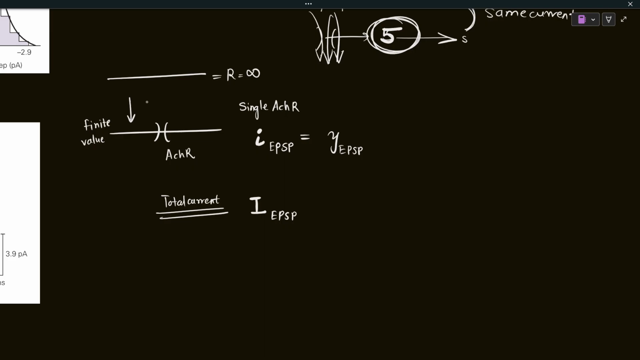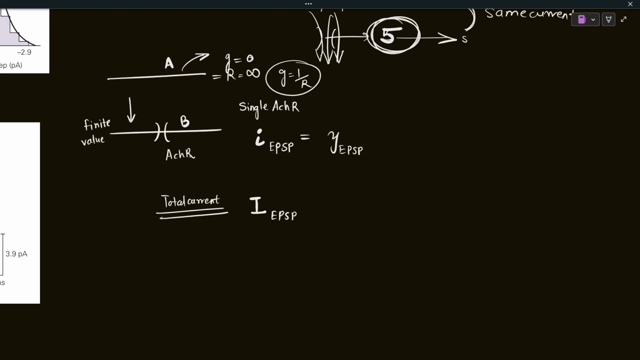Or we can also say that the conductance of this lipid bilayer, which has no ion channel, is zero, because conductance is the inverse of resistance. So this means that the conductance of this membrane, let's say this is membrane A and this is membrane B.